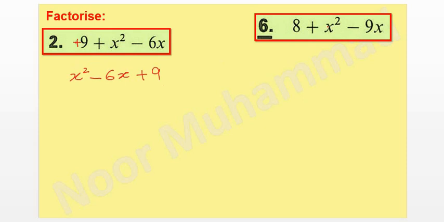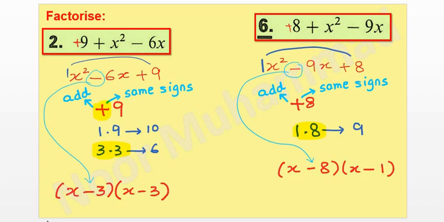What about this one? X squared will be in the beginning, and then we will have negative 9x, and then we will have this positive 8 here in the end. Now I have written both the questions in the standard form. Pause the video here and factorize, then play the video to check your answer. So here are both the answers.